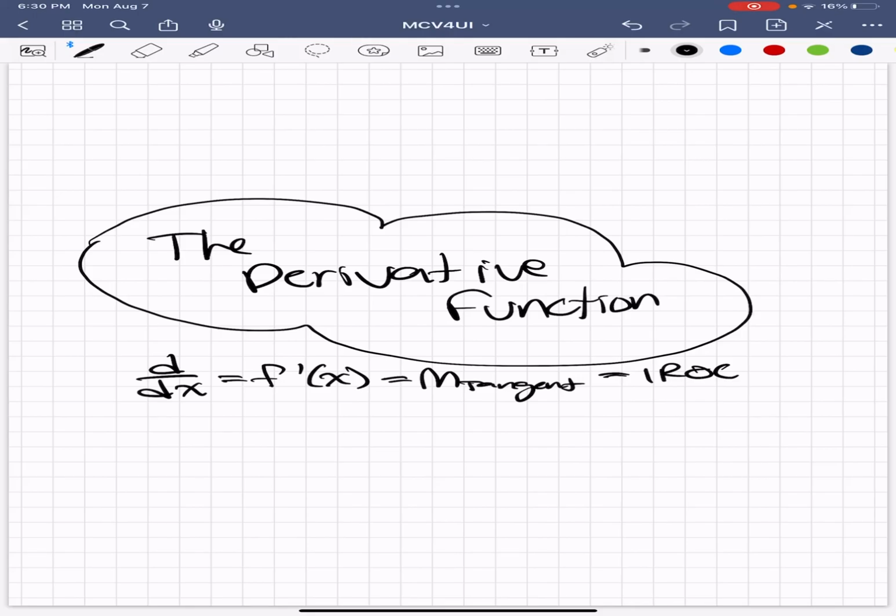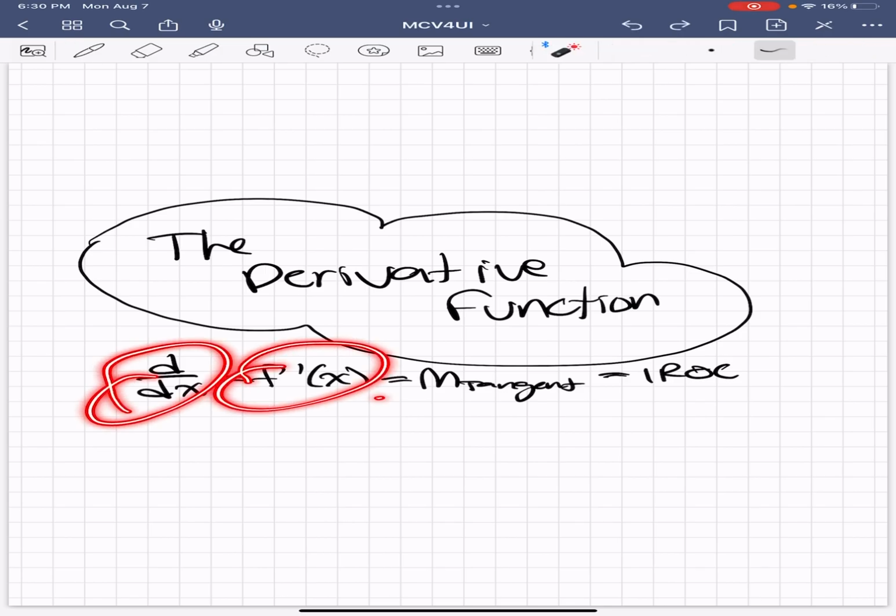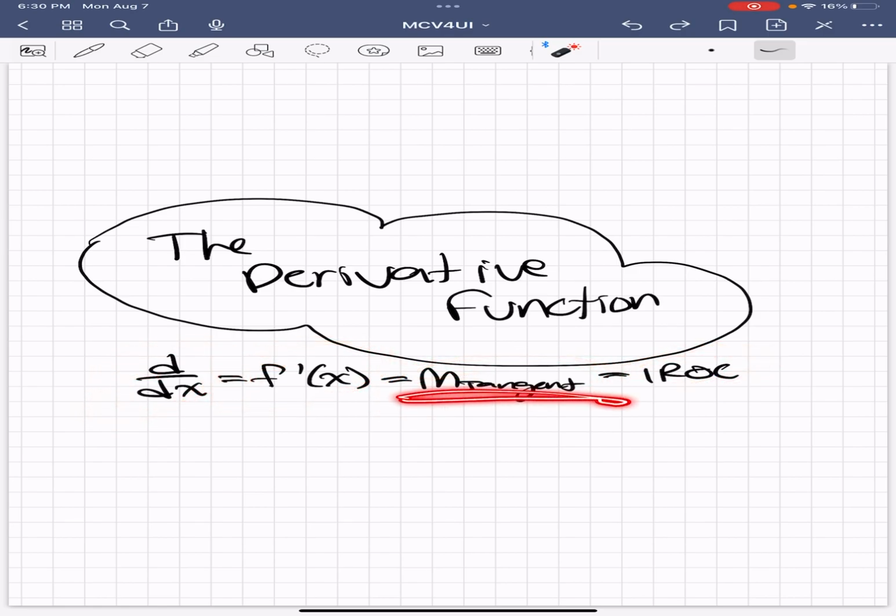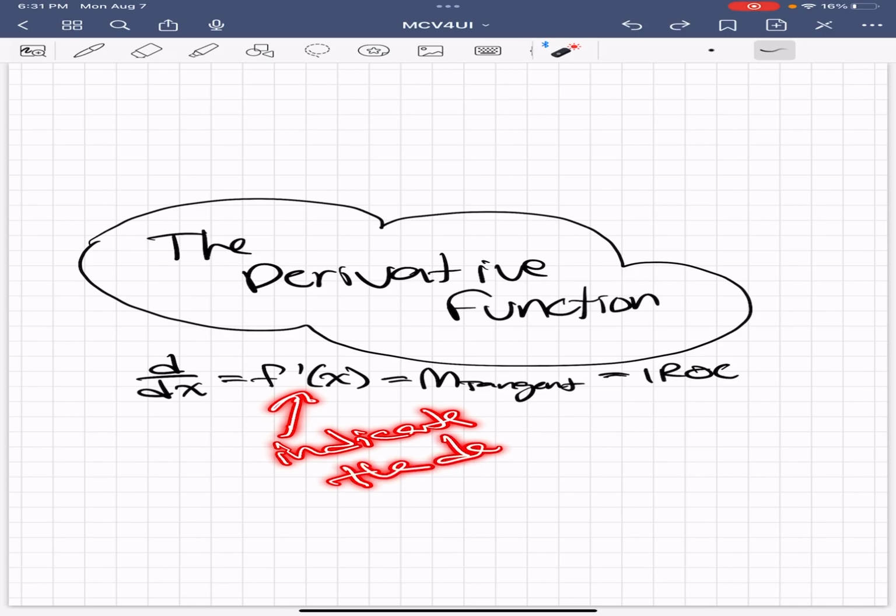Okay, so today we're going to be doing the derivative function, otherwise known as derivatives. Derivatives can look like this, or this. It is the slope of the tangent, or an equation for the slope of the tangent, and we're going to be using this to indicate the derivative of a function.